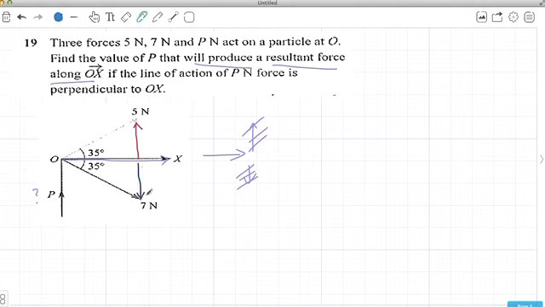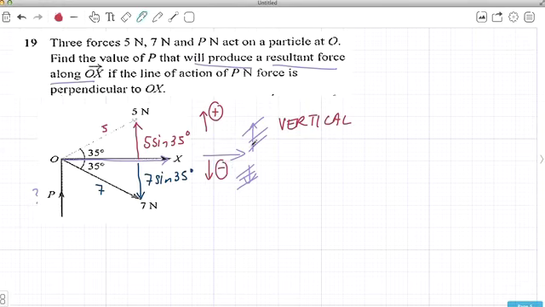So I'm going to color code them. This blue one, this is a 7, so this is opposite. That means this is 7 sine 35 degrees. This red one is opposite and it has a 5 Newton force as the hypotenuse, so this is 5 sine 35 degrees. So overall our vertical forces, I'd define this as being positive and this as being negative. So vertical forces, we've got 5 sine 35 take away 7 sine 35, in degrees.